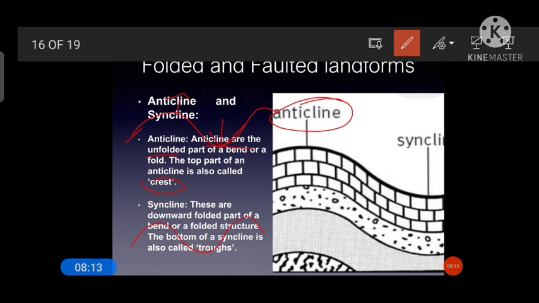You can see here the fold which is folded on the upward side, which is protruding towards the upward side, is an anticline, and the fold which is going down towards the base is known as a syncline. Okay, so this is the difference between these two. Synclines are the downward folded part of a bend or a folded structure. The bottom of a syncline is called the trough. So important to note, the upward part of the fold is known as the crest, okay, and the downward part is known as the trough.